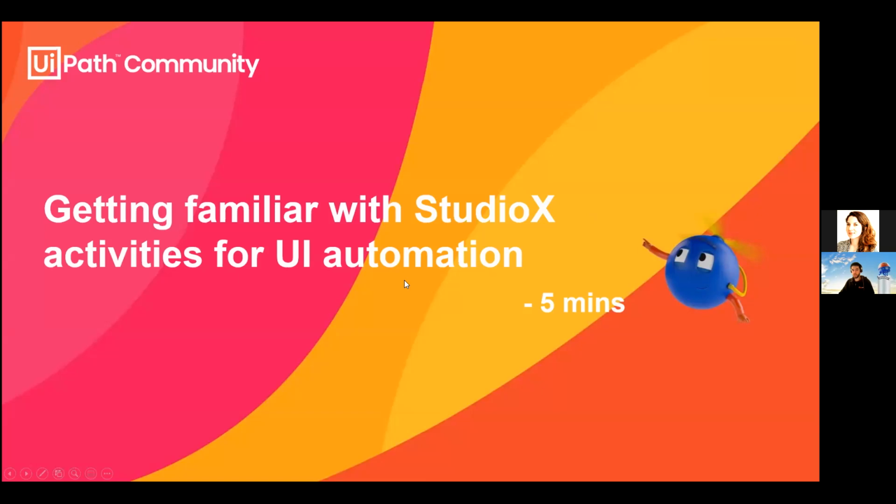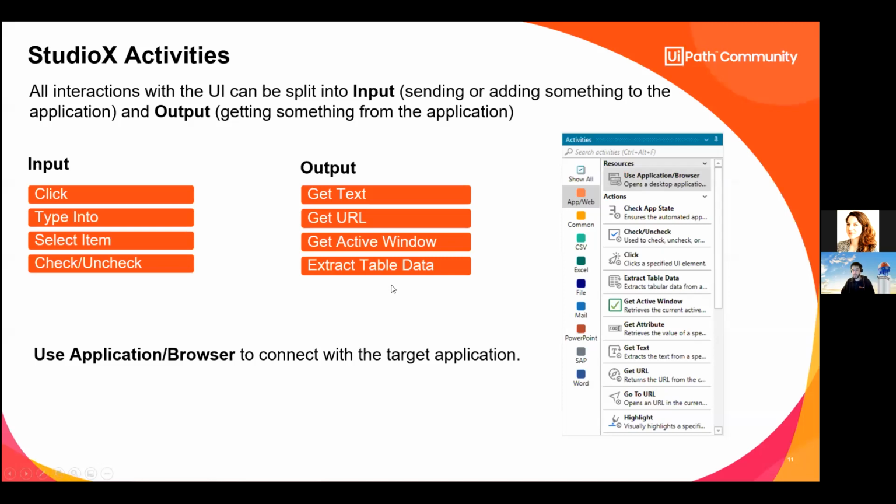So the first thing that we're going to do is get familiar with StudioX activities for UI automation. What do we mean when we talk about activities? They're the building blocks of an automation. Let's say our software robot needs to click, type something, or get the text from the browser. Those are activities. We can split almost all activities into two categories. The first is the input category, which gathers every activity that sends or adds something to an application.